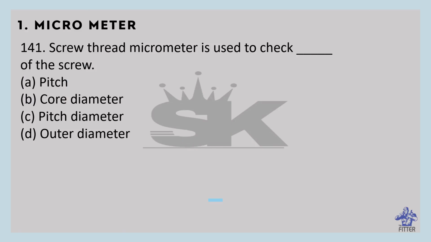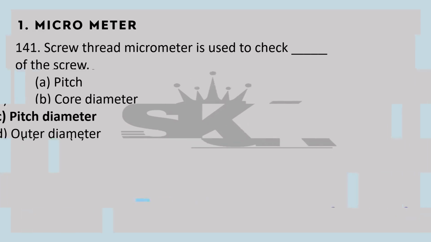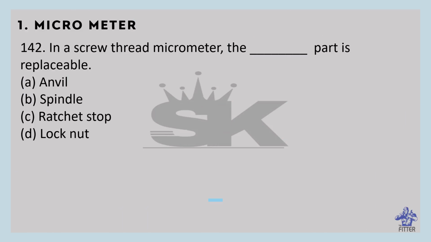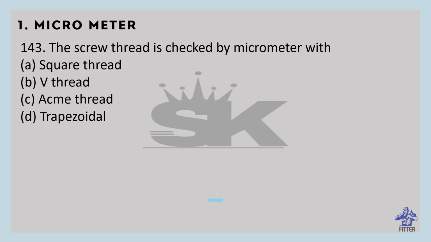Screw thread micrometer is used to check dash of the screw. So that is the pitch diameter of the screw. In a screw thread micrometer, the dash part is replaceable. So that is the anvil. The anvil can be replaced. The screw thread is checked by micrometer with V thread. The screw thread micrometer is used to check pitch diameter, and its least count is 0.01 mm.